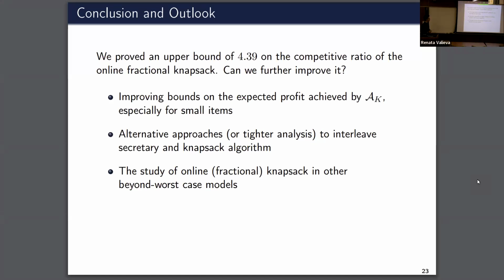Otherwise, we saw that with probability C over D, the knapsack algorithm starts with an empty knapsack, but maybe that can be tightened. So it could be that if the first item is not of size 1, then we could have space for more items, or we could start with a knapsack that is not completely full. Or also other approaches to interleave these two.